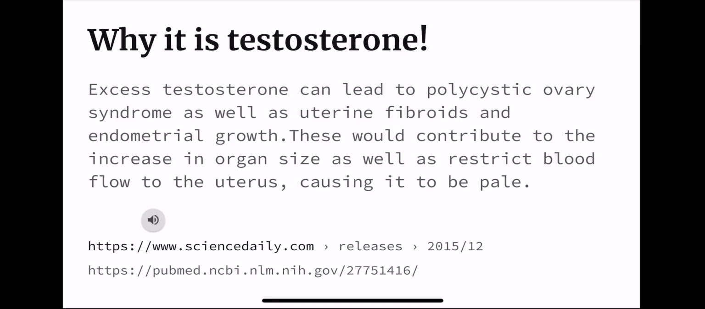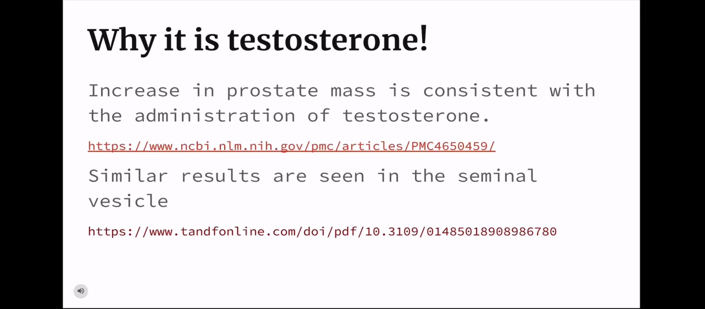Excess testosterone can lead to polycystic ovary syndrome, as well as uterine fibroids and endometrial growth. These would contribute to the increase in organ size as well as restrict blood flow to the uterus, causing it to be pale. Increase in prostate mass is consistent with administration of testosterone. Similar results are seen in the seminal vesicle.